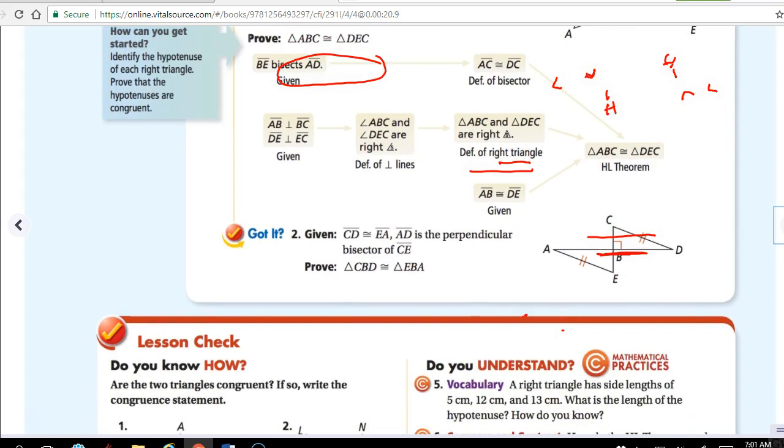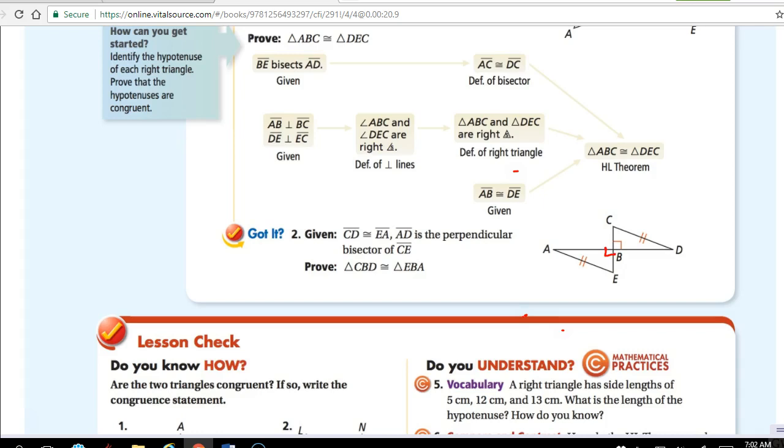Okay, so let me move this down a little bit, and let's look at the got it section. If we were given that CD is congruent to AE, which again is marked here in the picture for us, and that AD is perpendicular bisector to CE, that means that this is going to split CE in half, and it's going to be perpendicular to it. So remember, if that's going to be a right angle, then this also is going to be a right angle, because vertical angles, of course, are going to be congruent.